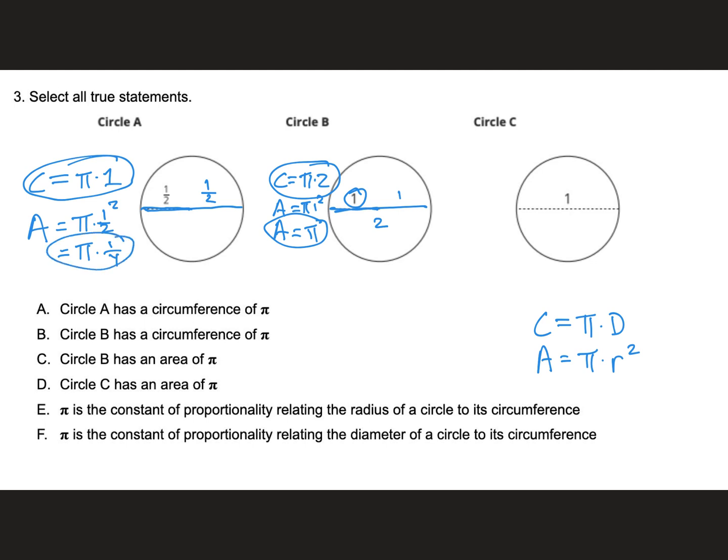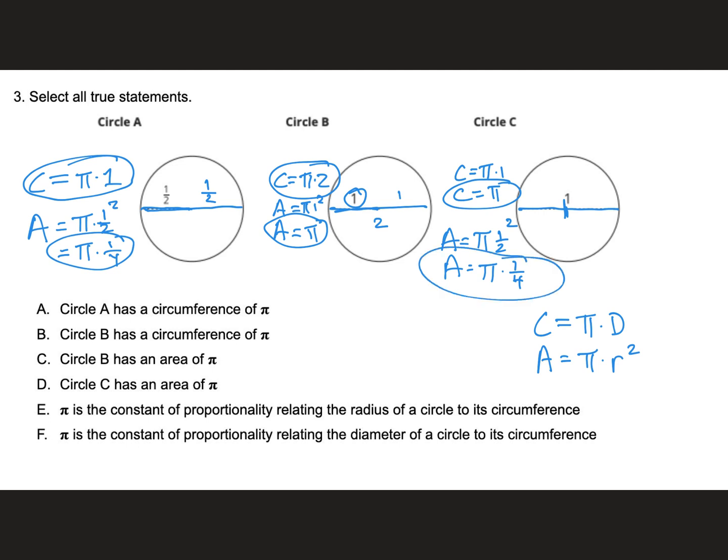And then finally, my diameter here is 1. So circumference is equal to pi times 1, which is just circumference equals pi, because 1 times pi is pi. And my area is equal to pi times my radius, which is a half, 1/2 squared. So area for the circle C is pi times 1/4, because 1/2 times 1/2 is 1/4.